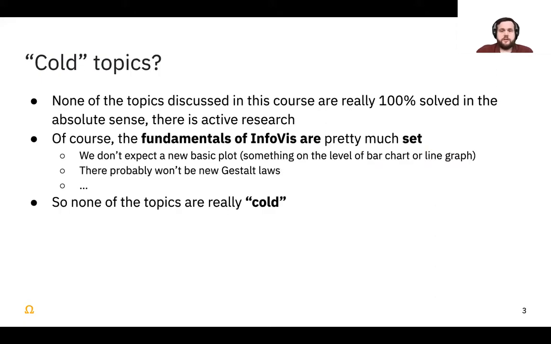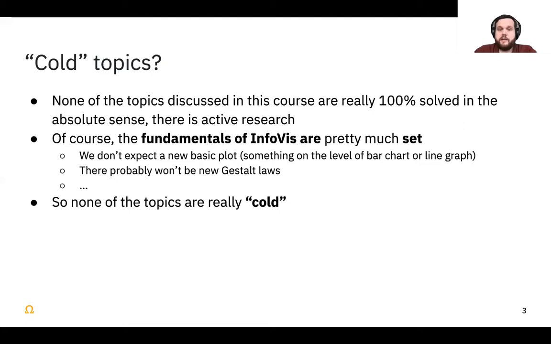Before I start getting into the hot topics, I would like to discuss the cold topics, in big quotation marks. So, are there actually any topics that are cold? From the theory that we have discussed before, that don't see continual research. Actually, none of the topics that we discussed in this course are really 100% solved in the absolute sense. So there is active research from the fundamentals of the theory. There are many interesting psychological papers that discuss cognition. So from the level of how our brain processes visual information to actual visualizations and advanced systems, everything is up for grabs when it comes to research.